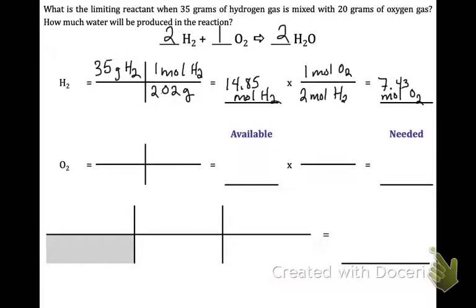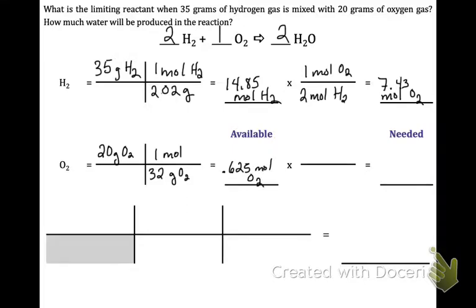Let's go ahead and find out how many moles of hydrogen I would need to react with 20 grams of oxygen. So turn your 20 grams of oxygen gas into moles. There are 32 grams of oxygen. 20 grams of oxygen is equal to 0.625 moles of oxygen.